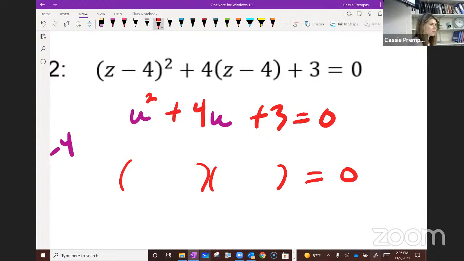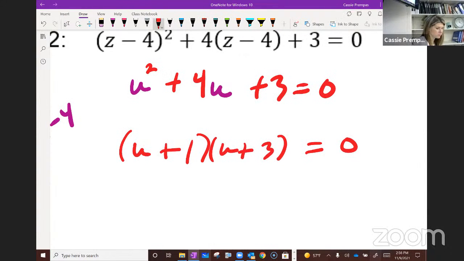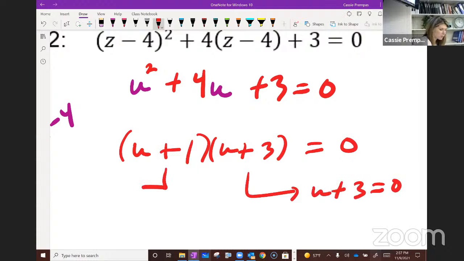The last term's positive, so should we have the same or different signs? Same. U times u would give me u squared. What times what gives you 3? 3 and 1. What do we do now? Oh, yep, check the OI. Does the outside and the inside add up to 4u? Yeah. Good, copy it over, set it equal to 0. So copy each of these over.